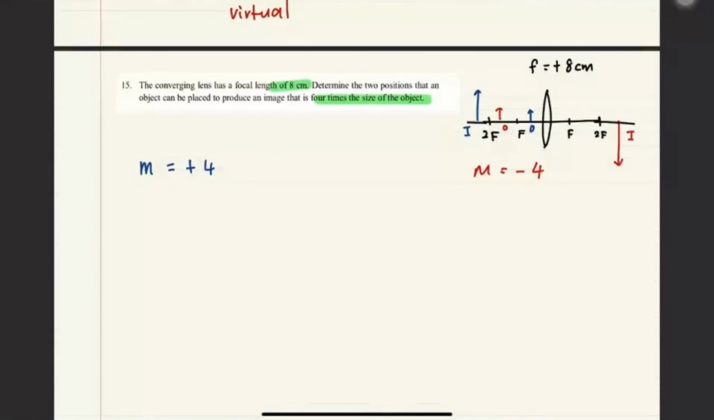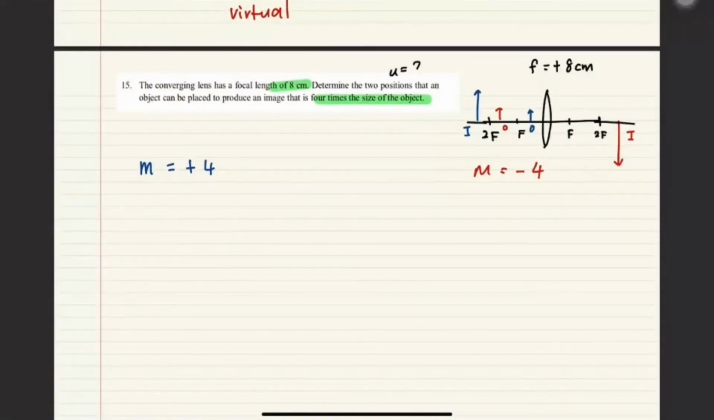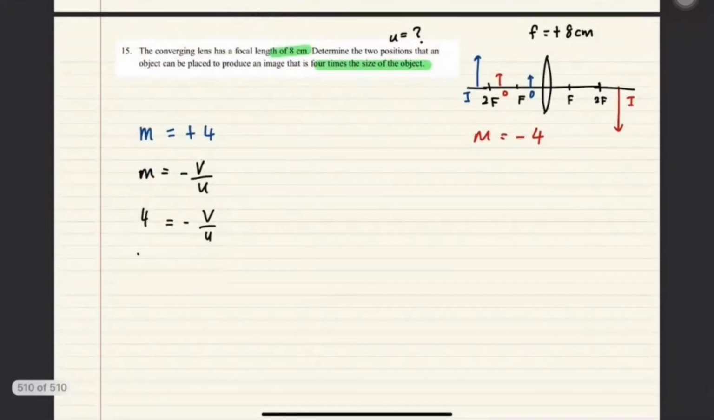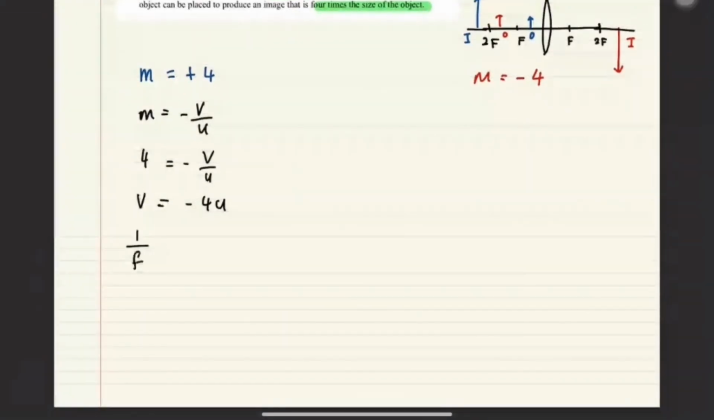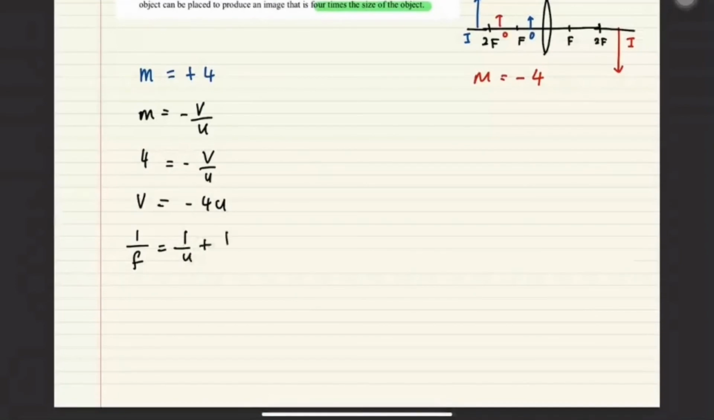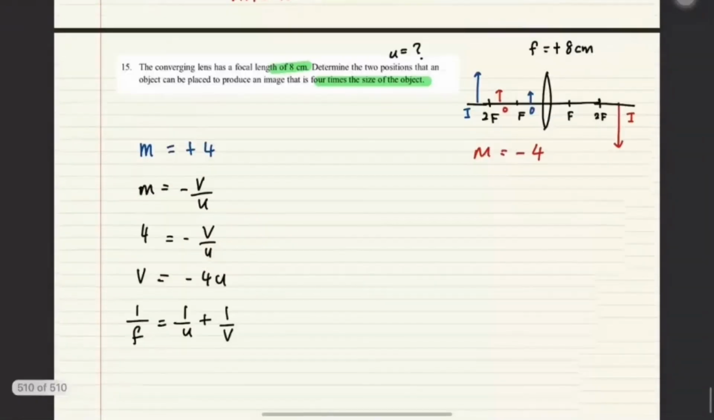So it's positive F. So the question we need to find U. U dia kat mana? Position of the object, right? So from M, you know that M is equal to negative V over U. So ini adalah 4. Okay, yang ni saya jawab dalam bentuk U lah. V sama dengan negatif 4U. Kalau kita nak cari U kan. So 1 over F sama dengan 1 over U tambah 1 over V. F dia diberi, which is 8.